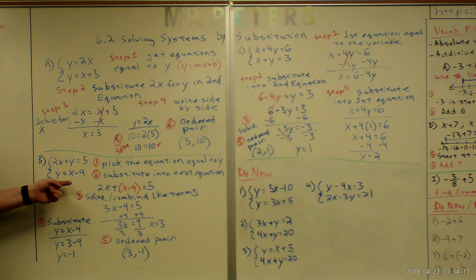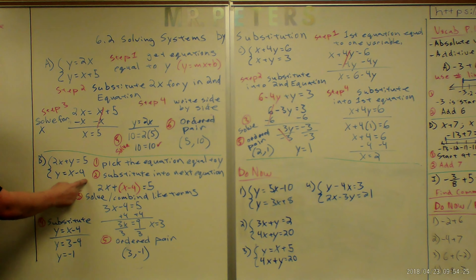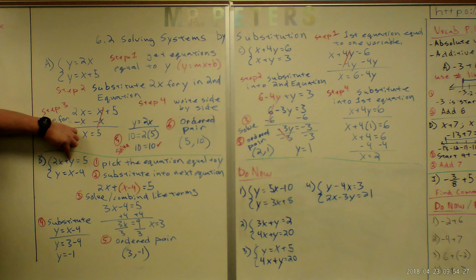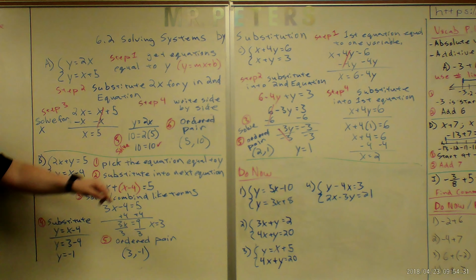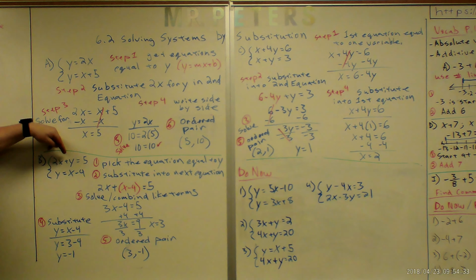So what we're going to do, we're going to pick this first equation that's equal to y, and we're going to substitute it in the second one for what it is. Let me explain. Y equals x minus 4, right? So this y right here is going to become x minus 4. Are we clear? We took this equation for y and substituted it in here.